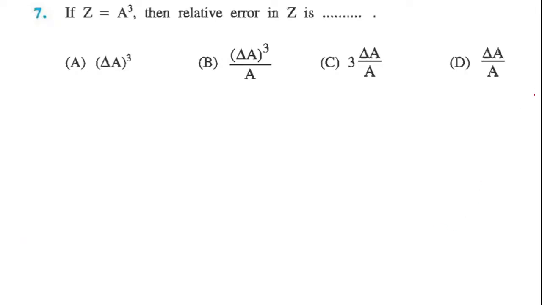It's your first session, right? So चलता है. So as per this, Z is equal to AQ. They are asking what is the relative error.